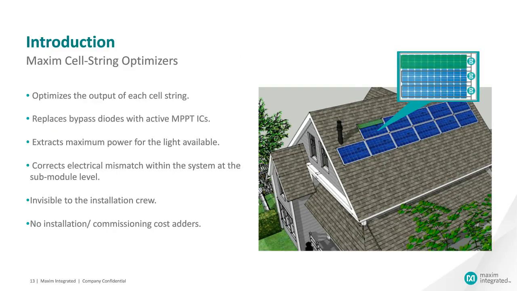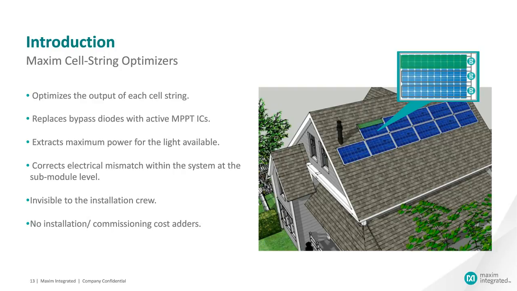So the Maxim solution cuts in at a deeper level. We're actually replacing the bypass diode, the 3 bypass diodes in each module, with an active MPPT IC, or maximum power point tracking device. So we're extracting the maximum power for the light available, and we're correcting those system-level electrical mismatch effects. All this is done invisibly to the installation crew. So when they pull a module out of a crate, it looks like a standard PV module. There's no additional wiring, there's no additional hardware to add to this module.